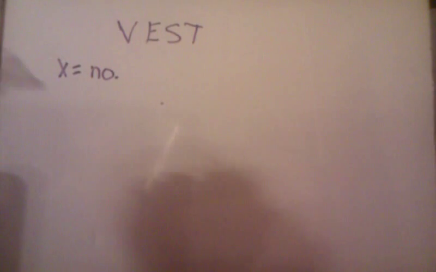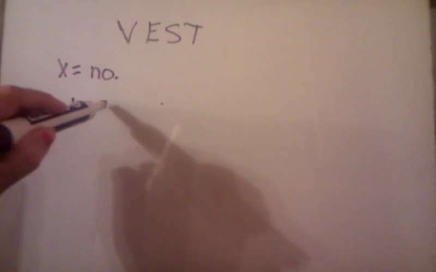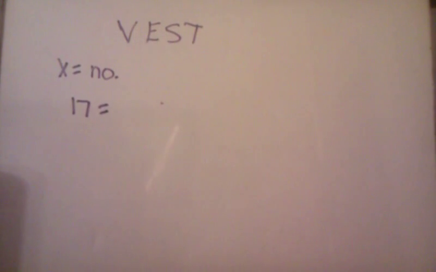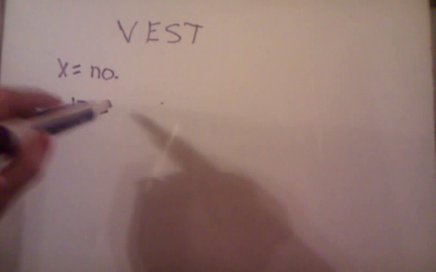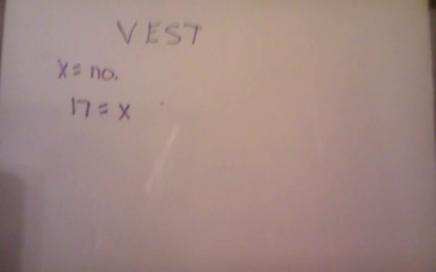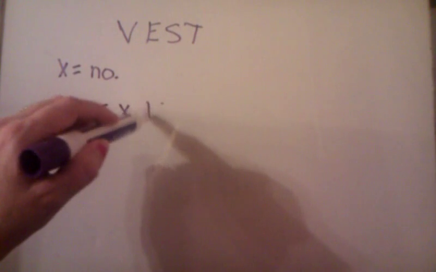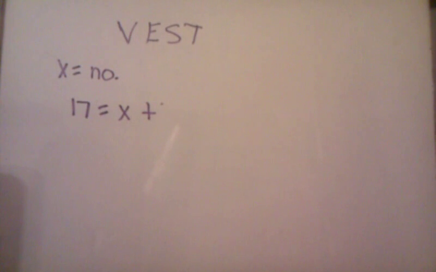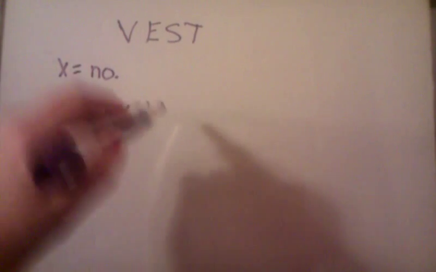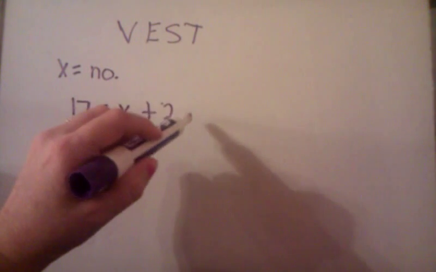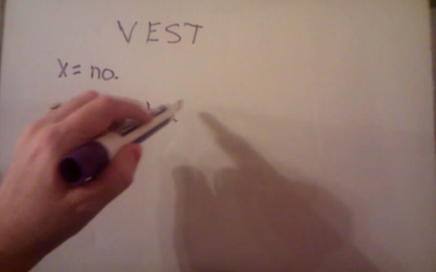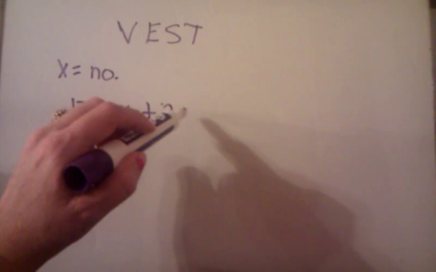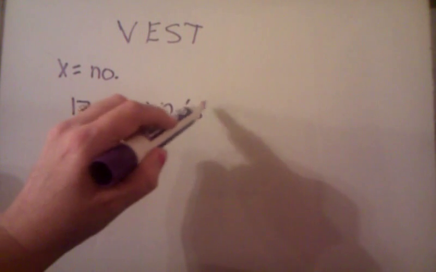17 is equal to a certain number. My certain number is x. What is increased? Increased by is plus. Twice is 2. 3. Okay, twice means 2 times, right? So 2 times 3.